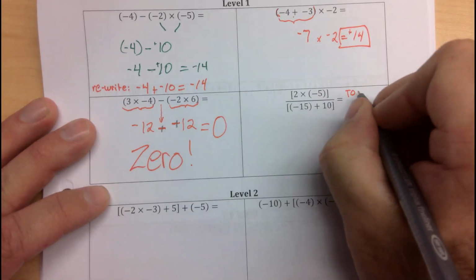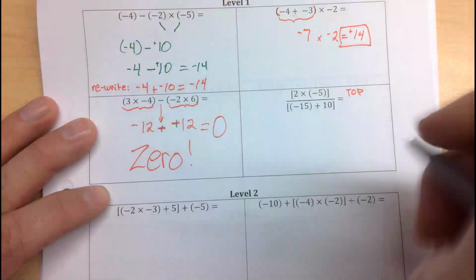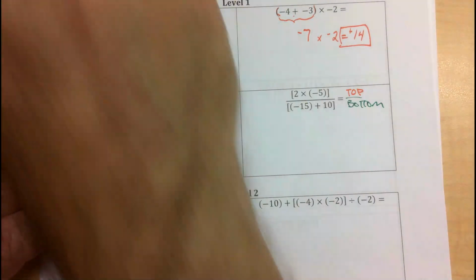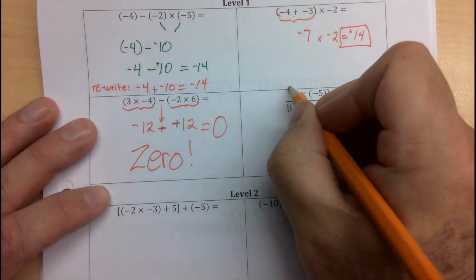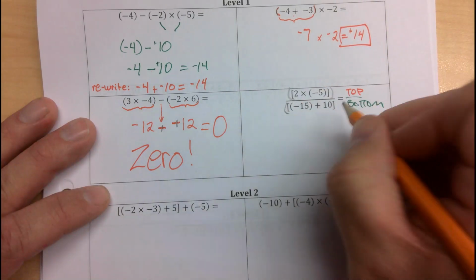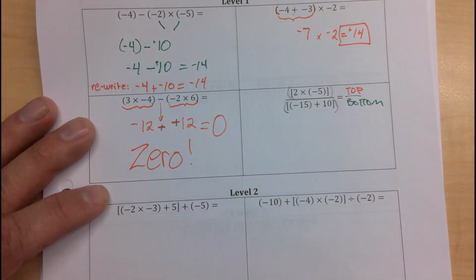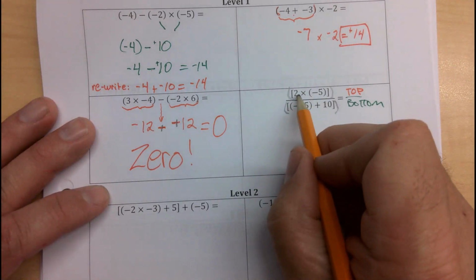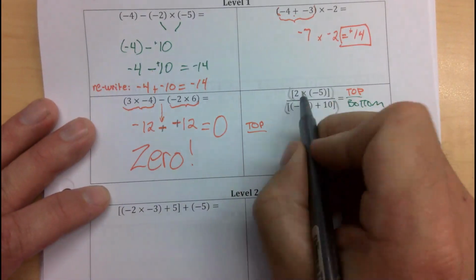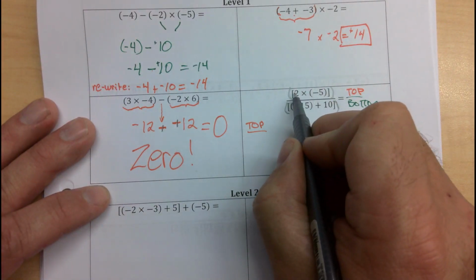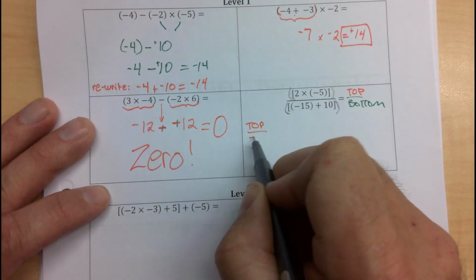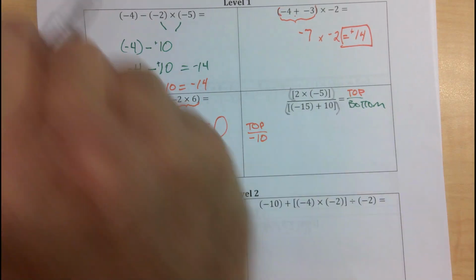Okay, what kind of question do we have here? We have a top and a bottom. So we definitely want to put brackets around here. Okay, we definitely want to put brackets around here. So in the top, you have a positive 2 times a negative 5. A positive times a negative is a negative. 2 times 5 is 10. So, boy, that was relatively simple.